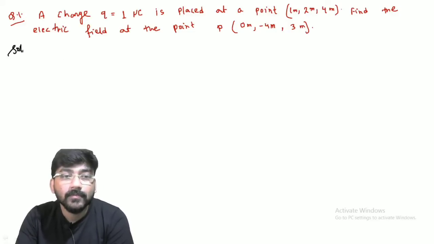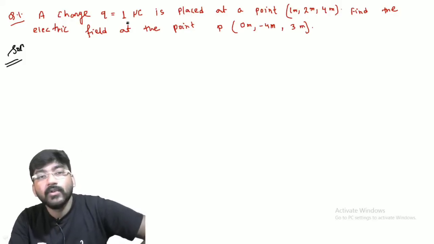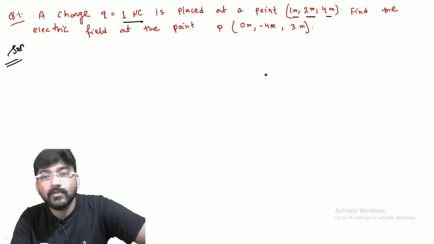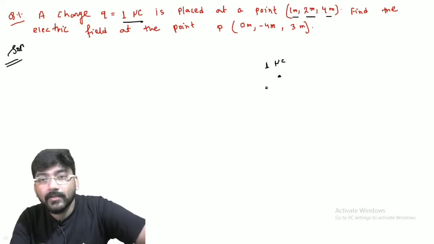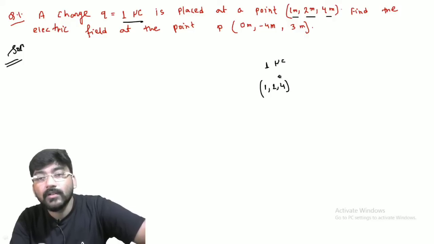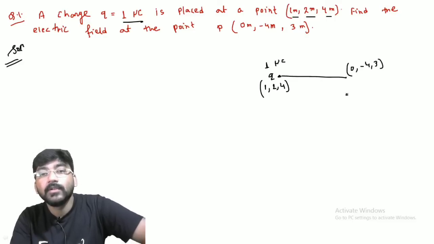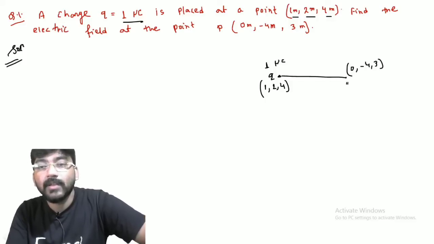This is the example. A charge q equal to 1 microcoulomb is placed at the point 1 meter, 2 meter, 4 meter. So suppose this is the point, and 1 microcoulomb charge is present at 1, 2, 4. This is actually the q point according to us. The position vector of the p point is given as 0, minus 4, 3. So we have to find this rp minus rq vector.